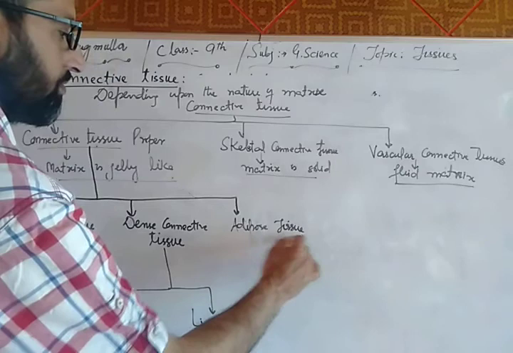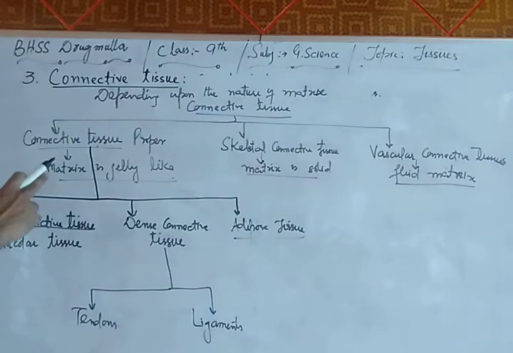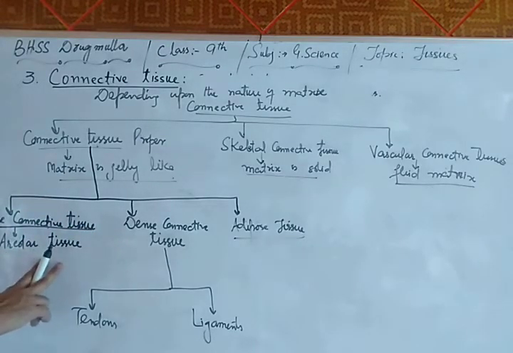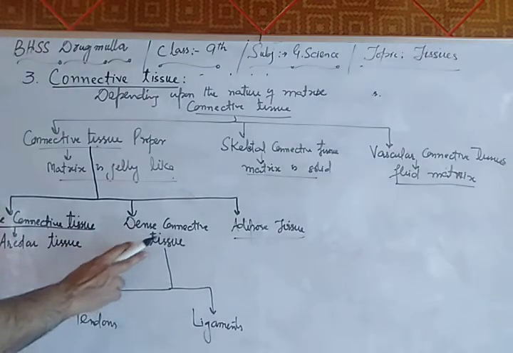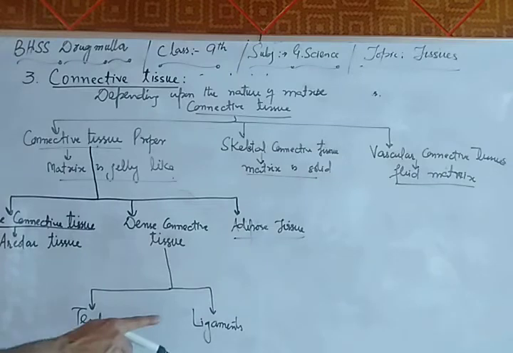So up to now we came to know that the connective tissue is of three types depending upon the nature of matrix. The first is the connective tissue proper, where the matrix is jelly like, and this connective tissue proper is further of three types: the loose connective tissue, that we also call the areolar tissue, the dense connective tissue, which is of two types in our body: the tendons and the ligaments, and the adipose tissue.